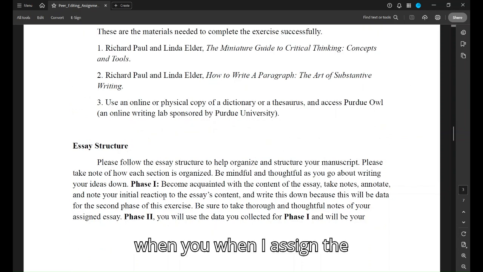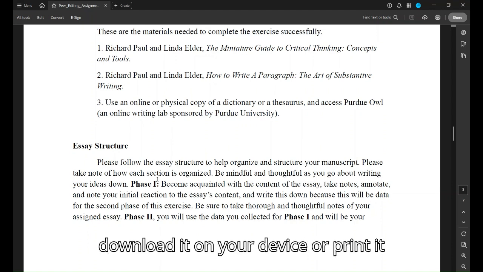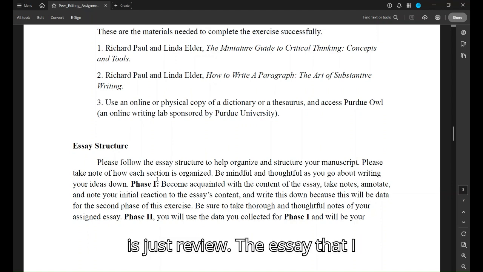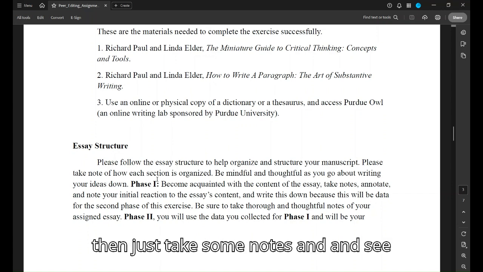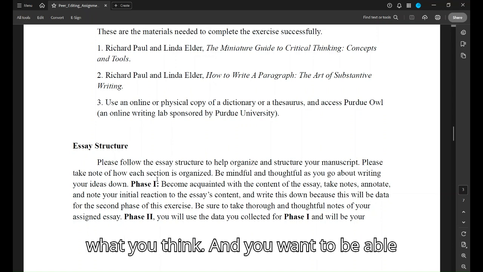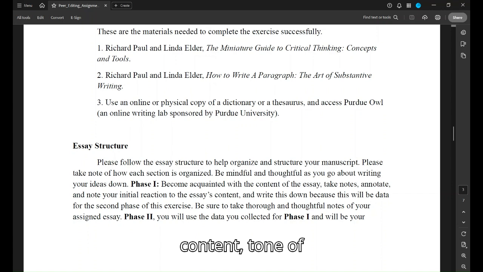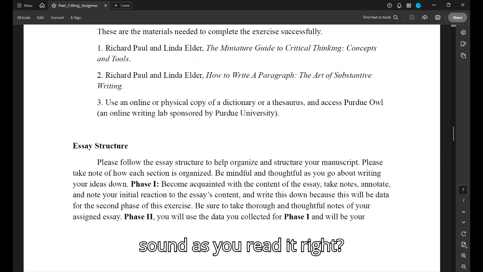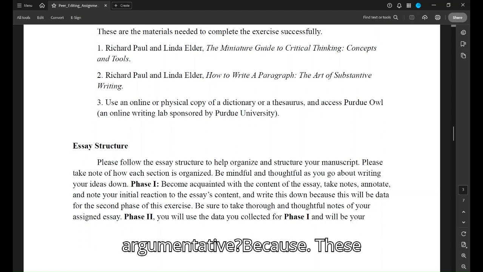When I assign the essays to you tomorrow, download it on your device or print it out. All you need to do just now is review the essay that I am submitting to you, and take some notes and see what you think. You want to be able to identify themes about essay structure, essay format, content, tone of voice, meaning how does the writer sound as you read. Is the essay informative? Is the essay argumentative?